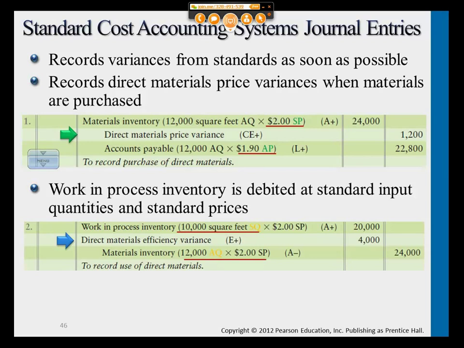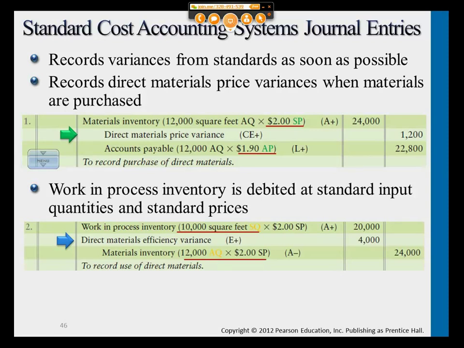Why do we need variances? Let's remember for a second, because we want our managers to understand what the difference is, where it's coming from, and what is affecting our business. So we want to record our variances from standard as soon as possible so that our managers can take actions. This is obviously a part of the Smart Touch records. So what do they do here?